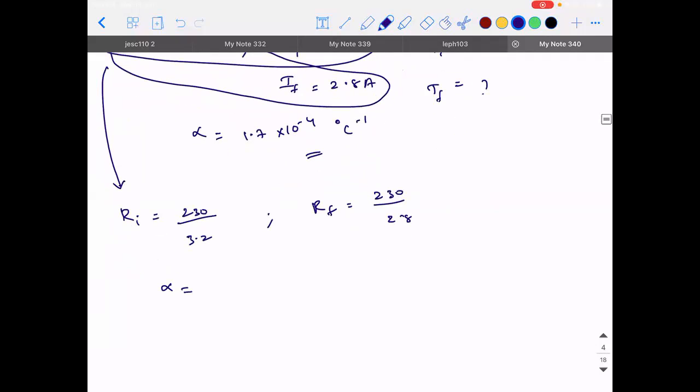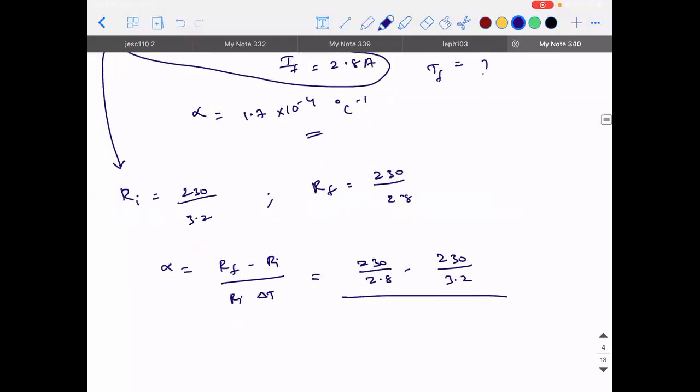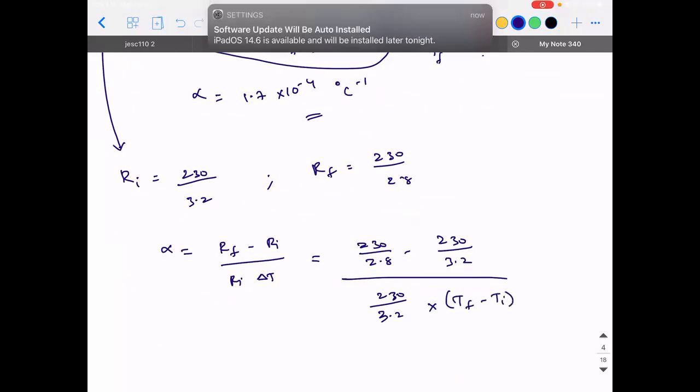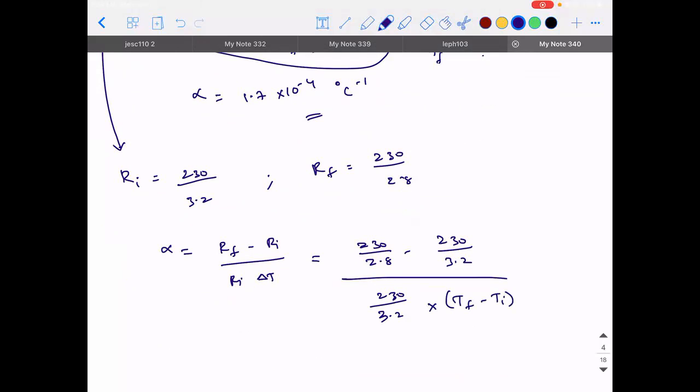We know that alpha is equal to R final minus R initial divided by R initial into delta T. That is 230 divided by 2.8 minus 230 divided by 3.2, the whole divided by how much, guys? 230 divided by 3.2 into T final minus T initial. That's it. So one unknown, one equation, solve for it, you will get the answer.